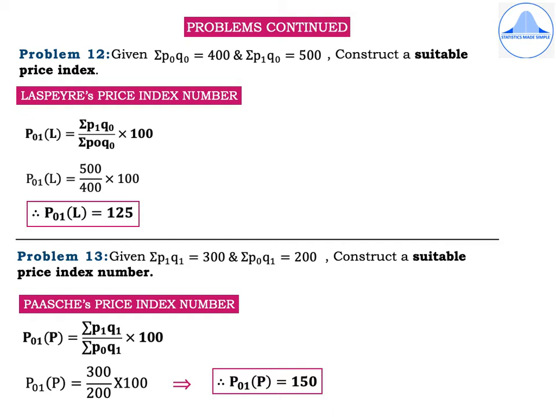Problem 13. Given summation P1 Q1 is equal to 300 and summation P0 Q1 is equal to 200, construct a suitable price index number. So the given data satisfies Paget's price index number. So write P01 of P is equal to summation P1 Q1 divided by summation P0 Q1 into 100, which is equal to 300 by 200 into 100. Therefore, P01 of P is equal to 150.